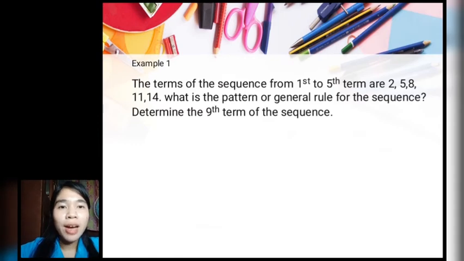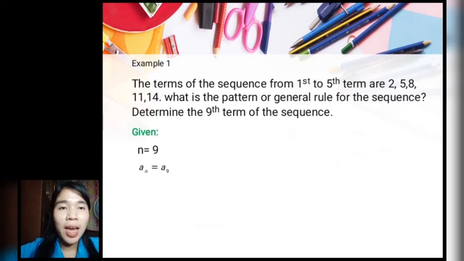Okay, so let's have an example. So we have here the problem. The terms of the sequence from first to fifth term are 2, 5, 8, 11, and 14. So what is the pattern or general rule for the sequence? Determine the ninth term of the sequence. So we have here first the given, which is n as the 9. Okay, so n means the number of terms. So we determine the 9 terms. So that means the number of terms are 9.